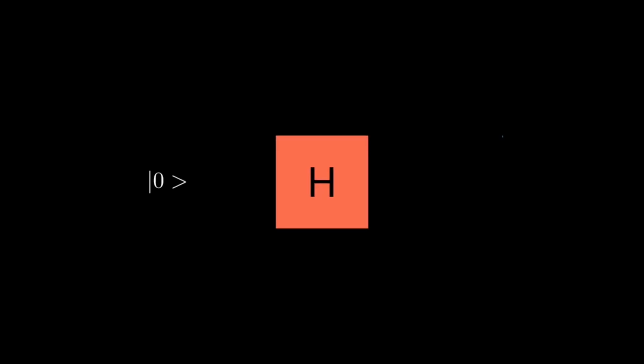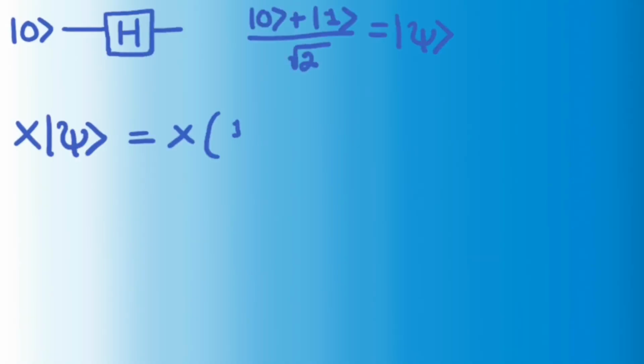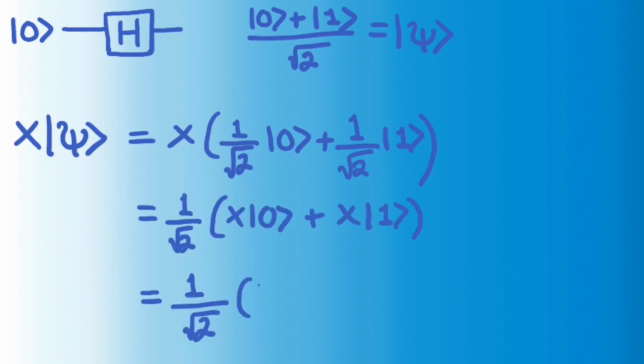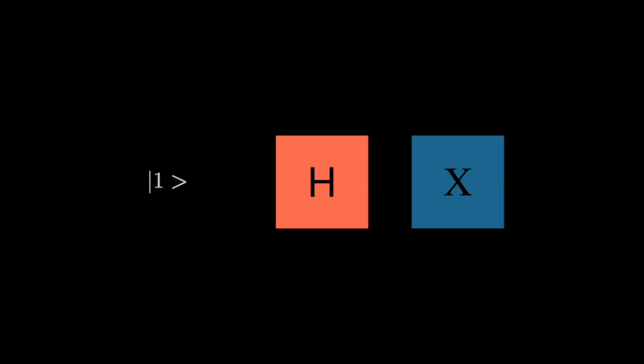What happens when we apply an X gate to a superposition state? It simply operates on the states individually and flips them. The same applies if we started with the 1 state.